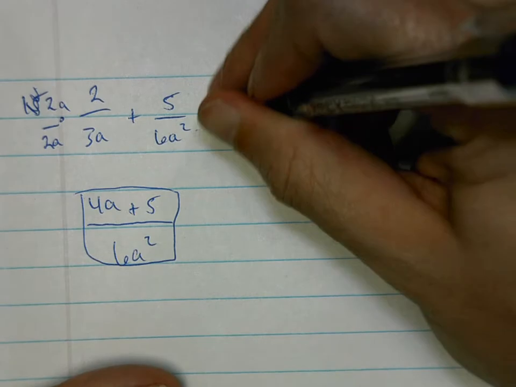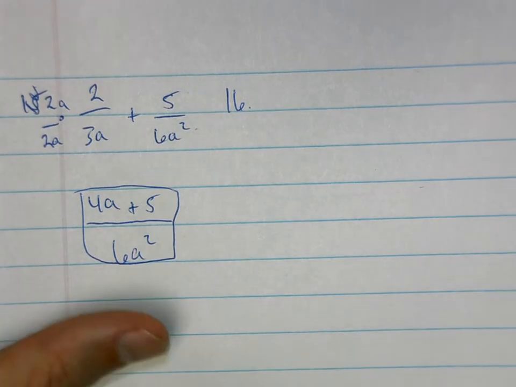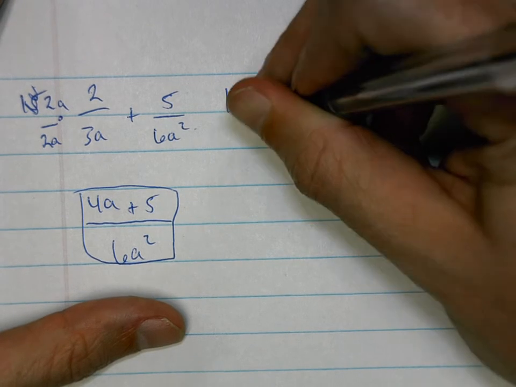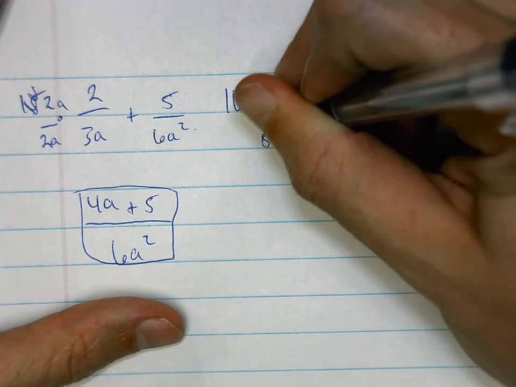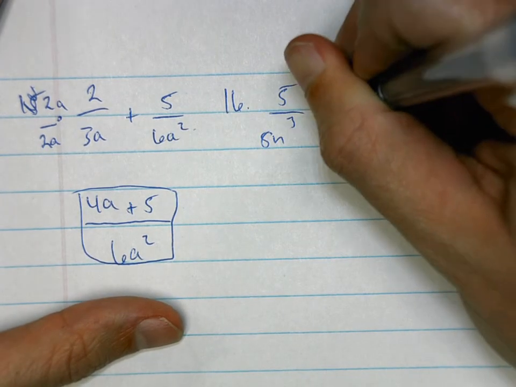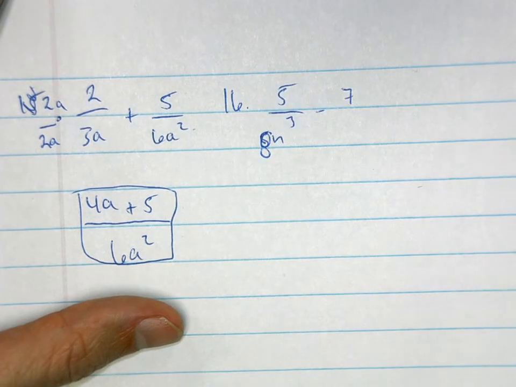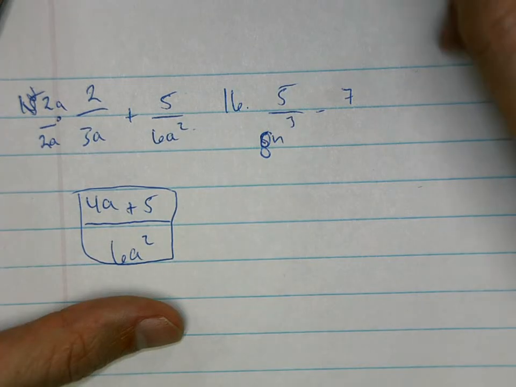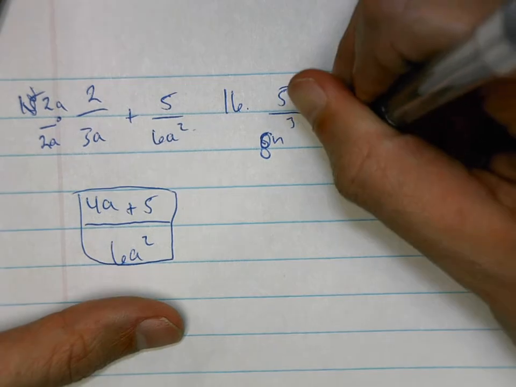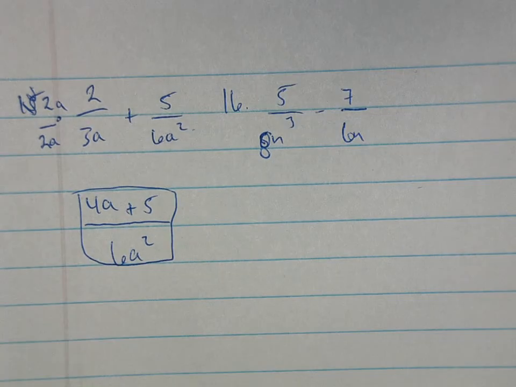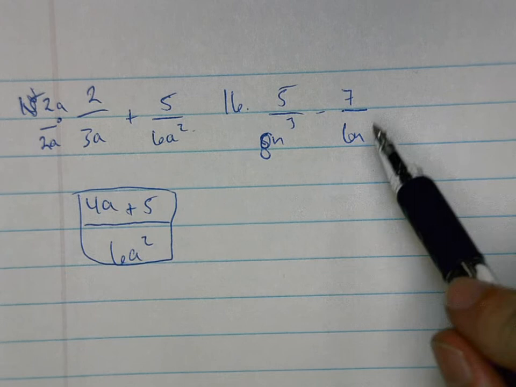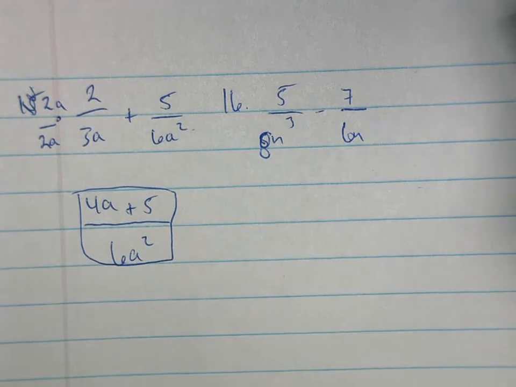16. 5 over 8n to the third minus 7 over 6n. So I need them to be common denominators. So here's how I find my LCD.